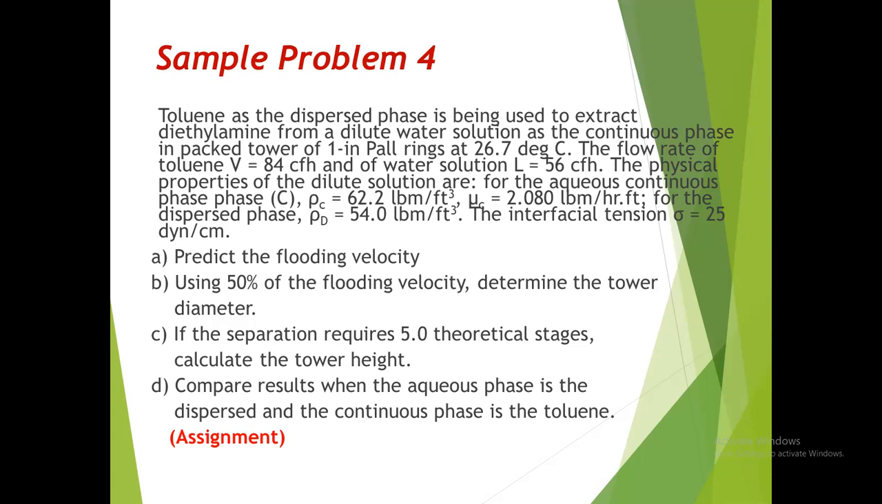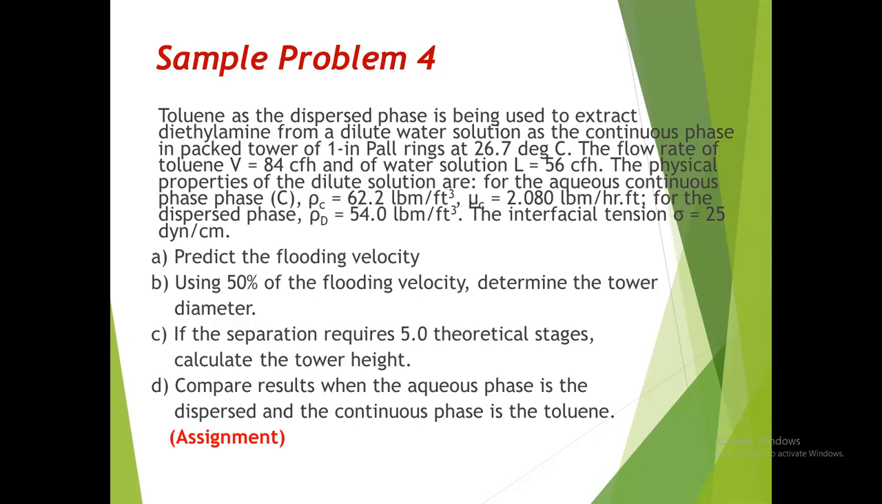The physical properties of the dilute solutions are, for your aqueous continuous phase, and that's your feed, its density is 62.2, nearly the same as that of water. Its viscosity is 2.080 pound-mass per hour per foot. And for your dispersed phase, which is your solvent, you have its density as 54 pound-mass per cubic foot. The interfacial tension is 25 dyne per centimeter.